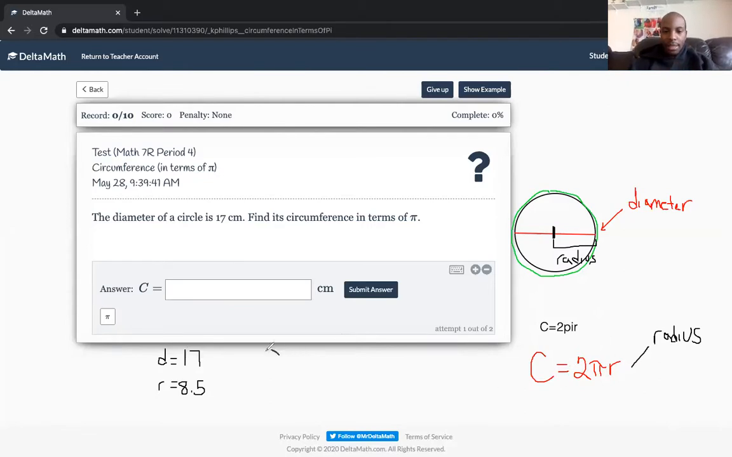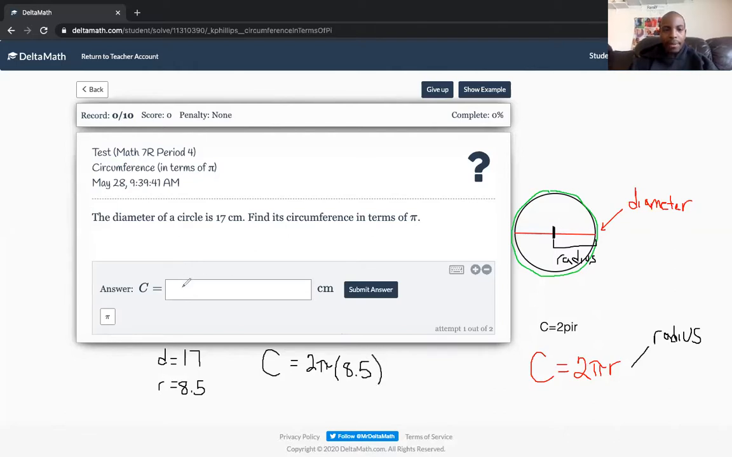Our formula says C is equal to 2 times pi times our radius. Now we're not going to put R, we're going to put 8.5 because that's what our radius is, okay?